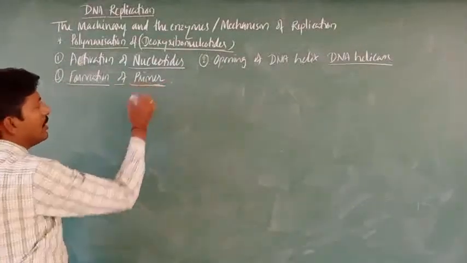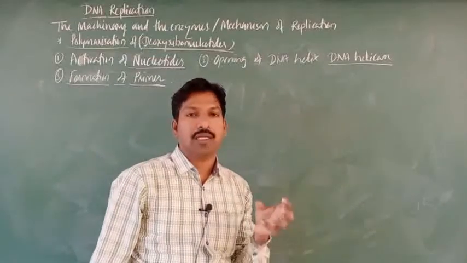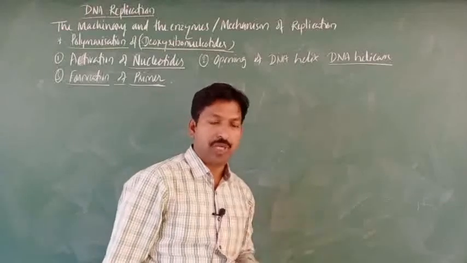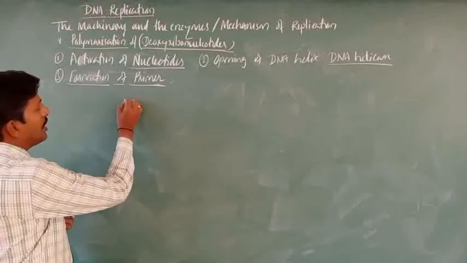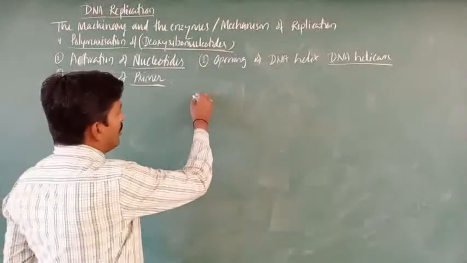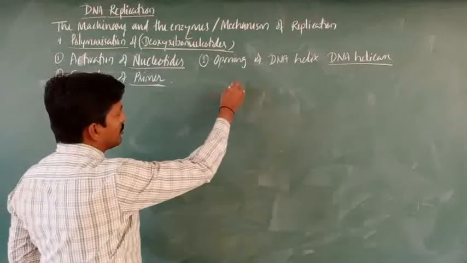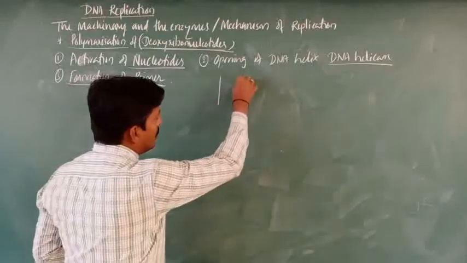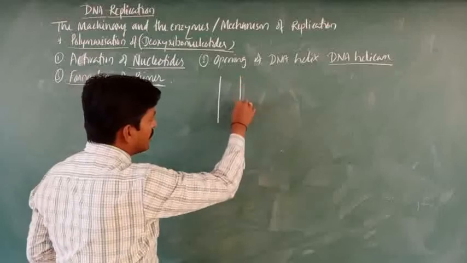Actually, the new strand of DNA begins with RNA nucleotides, that is ribonucleotides, not deoxyribonucleotides. A small segment is formed at the beginning. For example, when the strand is open, a replication fork is formed here. So I will take up the diagram here.